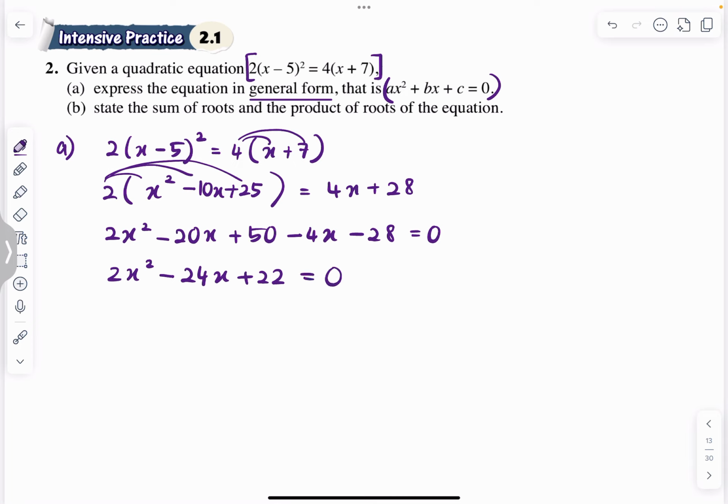Equals to 0. And then this whole thing can be simplified. The whole thing can be divided by 2. So we divide it by 2. And this will be our answer for A.